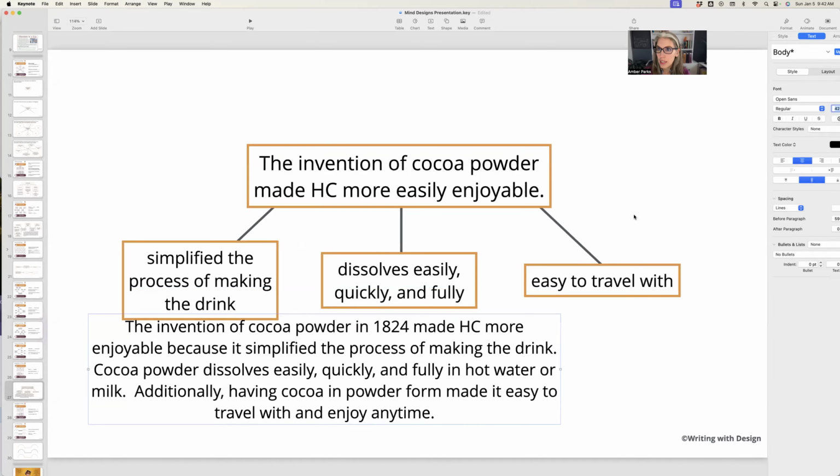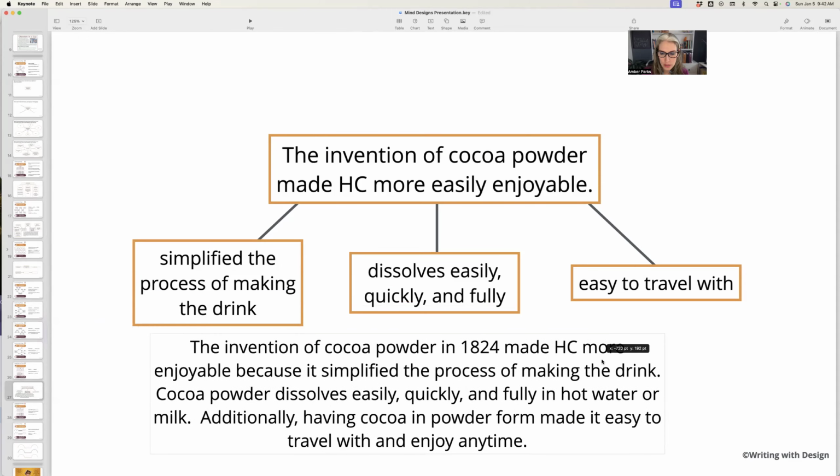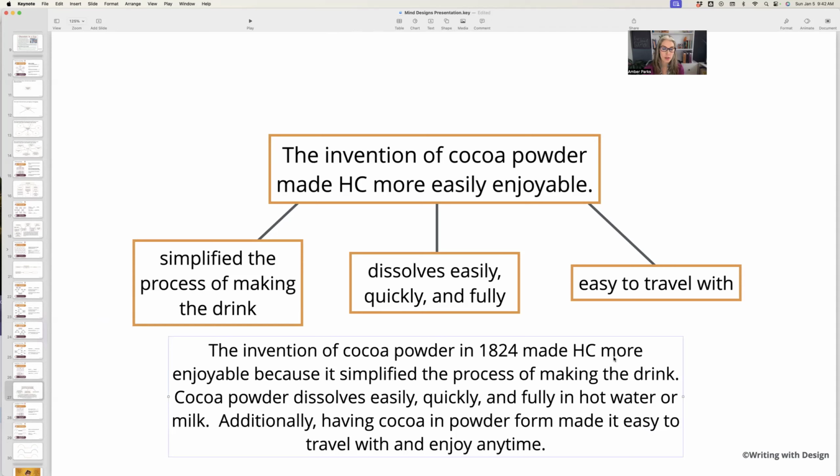just to make sure. That's one thing that we want all students to do, is not just say, oh, there, I'm done. I wrote, I'm finished. Go back and read it. We need to make sure that it flows. The invention of cocoa powder in 1824 made hot chocolate more enjoyable because it simplified the process of making the drink. Cocoa powder dissolves easily, quickly, and fully in hot water or milk. Additionally, having cocoa in powder form made it easy to travel with and enjoy anytime.